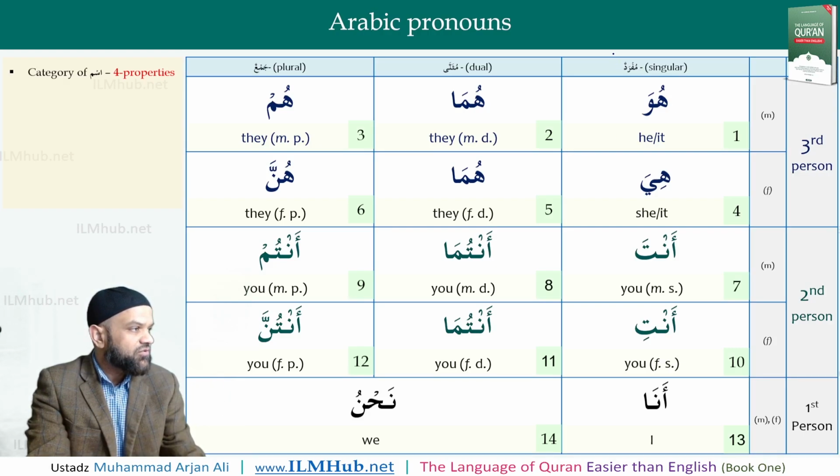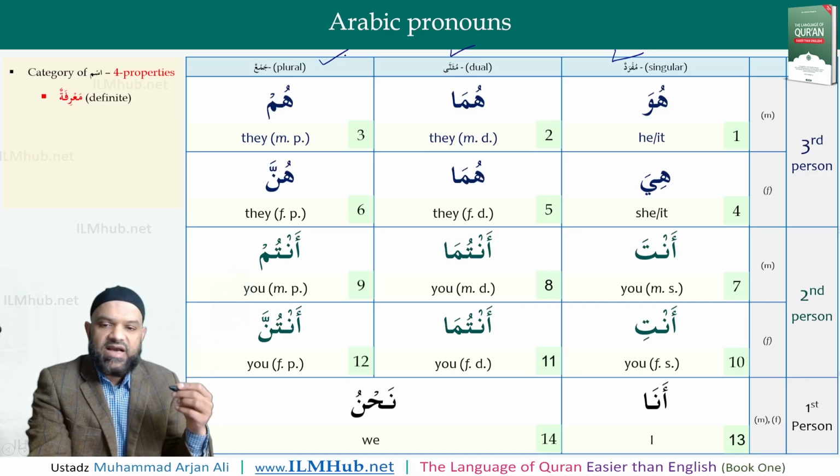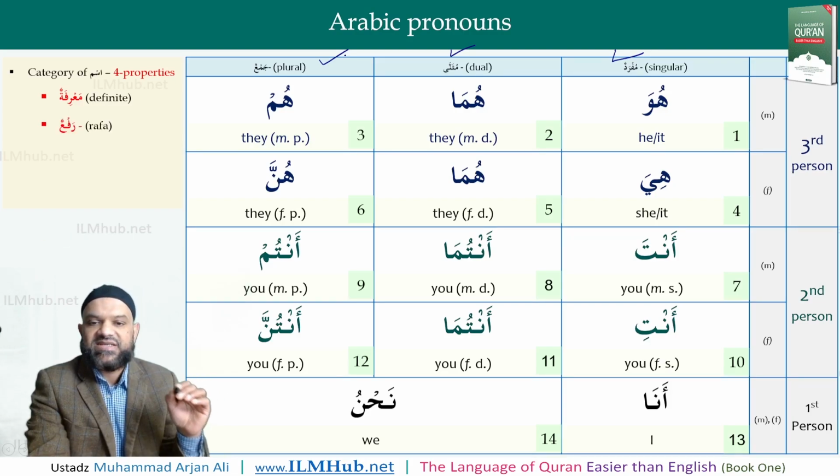So what I've done here for you, I put the singular in this column, the dual in this column, and plural in this column, and of course masculine and feminine you can see, and then we have something called person. So number 1 point to note about pronouns, that they are always definite. So out of the 4 properties, pronouns are definite, and this set, because the subject pronouns are always rafa.